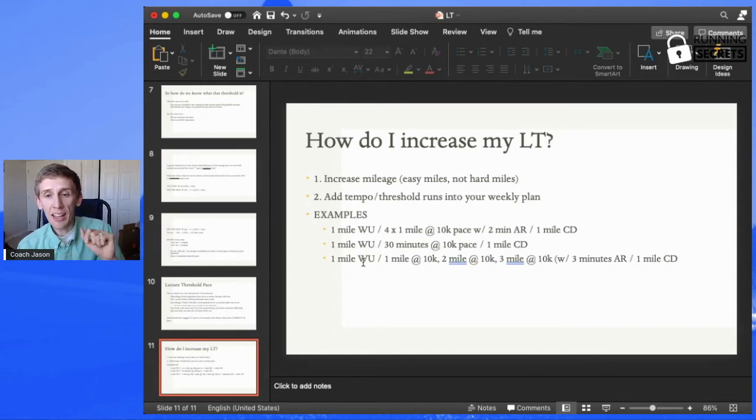The other way is to add tempo or threshold runs into your weekly plan. So here's a few examples. These aren't the only ways to do it. These are just a few different kinds of workouts you can do to increase your lactic threshold.